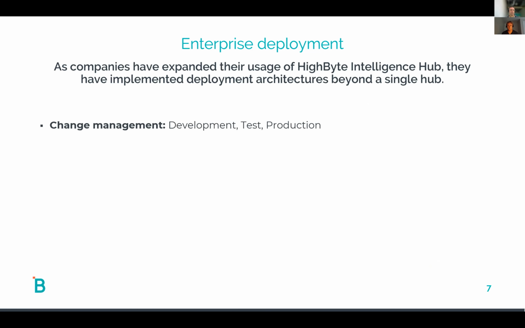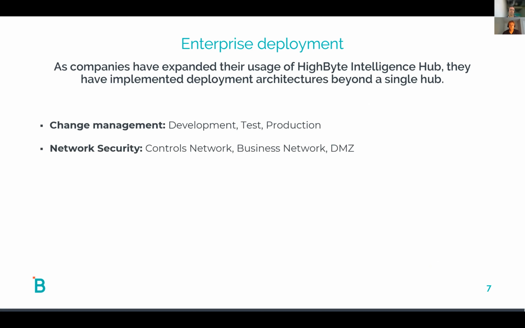Well, in some cases, they need to do change management. So you need a development server, a test server, and a production. As you're doing development, you want to copy that configuration onto test. You want to test it out and then push it into production. So how do we manage that flow of configuration?